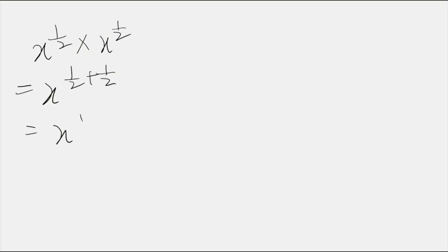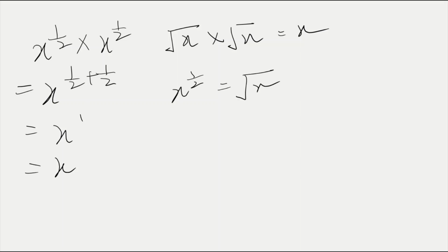Fractional indices. x to the power of 1 over 2 times x to the power of 1 over 2 gives you x to the power of 1 over 2 plus 1 over 2, which is x to the power of 1, which is x. And in order to understand what x to the power of half means, you ask yourself what number multiplied by itself will give x. The answer is root x times root x gives you x. So x to the power of half is root x.